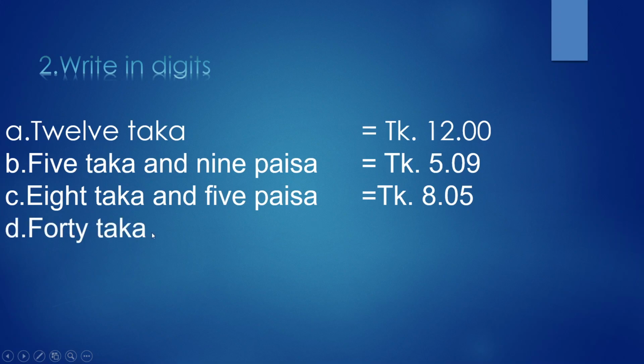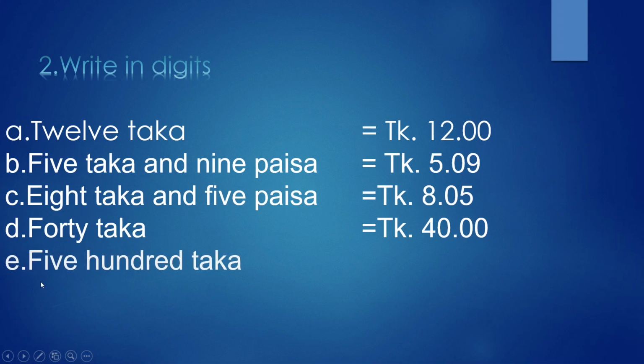Let's move to the next one. 40 taka. I think you have understood it now. It's like this one. Very simple. Short form of taka, 40, then a dot, and after that put two zeros because there is no unit of paisa here. After that 500 taka. Similar to this, 500 taka is going to be written in digits like this.